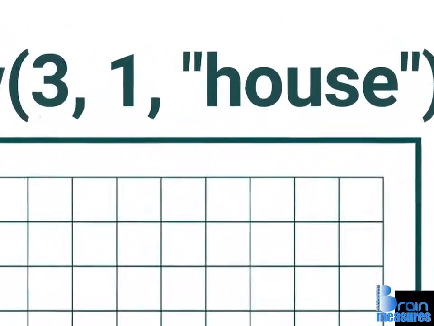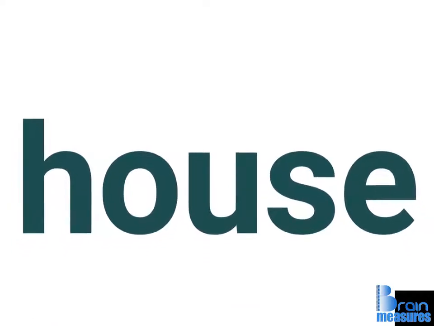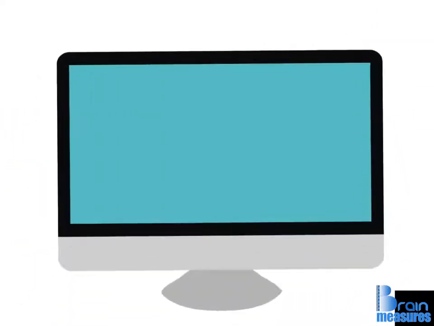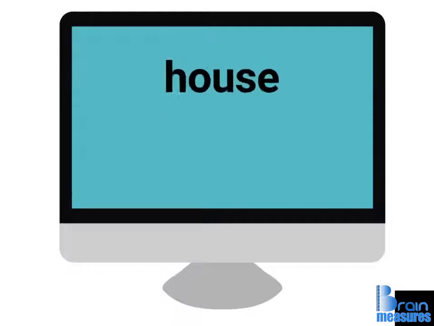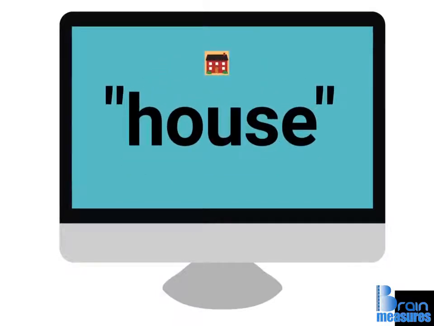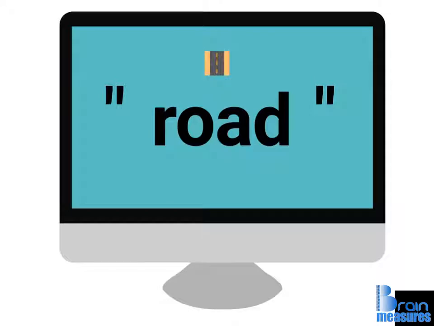There's one very important detail. We must surround the word house with quotation marks to tell our computer that it's regular text and not an instruction. This is what it'll look like. We can switch out the word house for any other word we want.